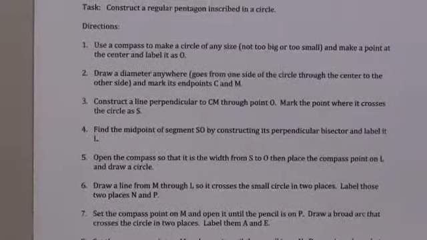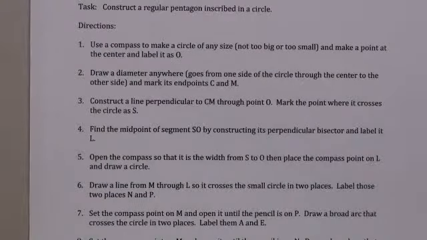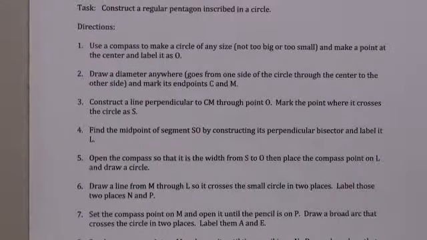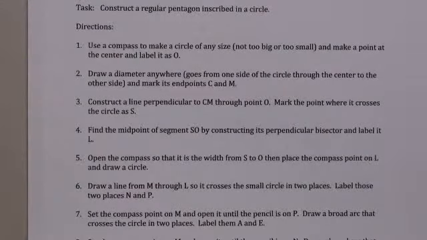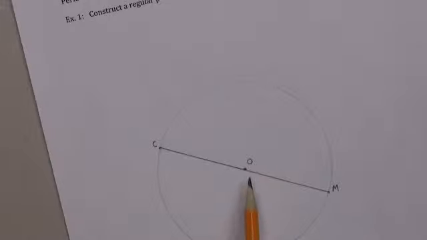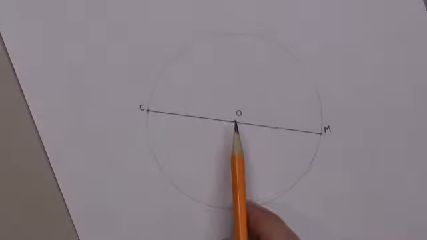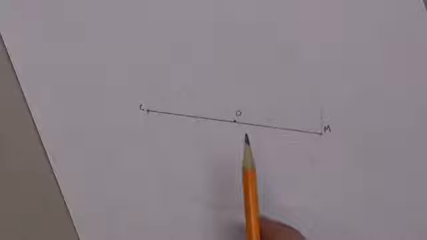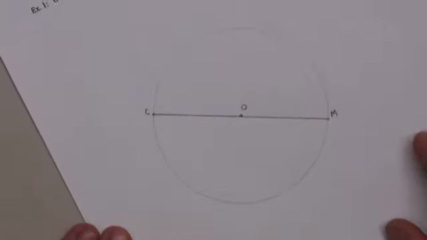Construct a line perpendicular to CM through point O, and mark the point where it crosses the circle as S. So I want to draw a perpendicular line that crosses the circle. Either I can draw it this way, or I can turn it over and draw it from point O going up that way. I'm going to do it this way.